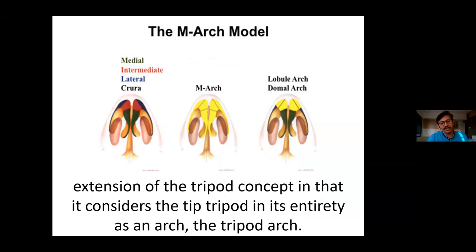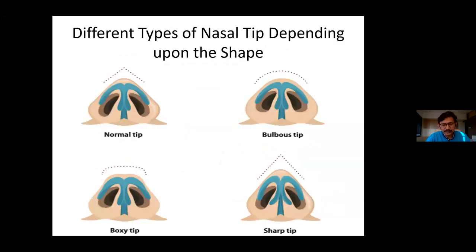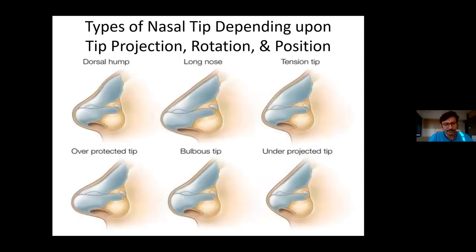Based upon this concept, an extension of this concept is the M-arch model by Peter Adamson. You must also be familiar with the different shapes of the nasal tip. The nasal tip can be a bulbous nasal tip. If it is squarish in shape in the basal view, it is a boxy tip, or if it is over projected, it can be a sharp tip.